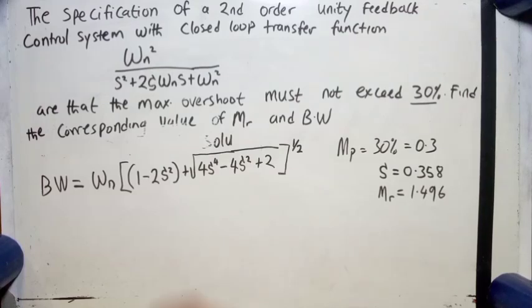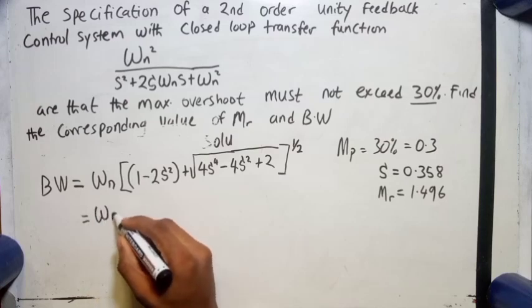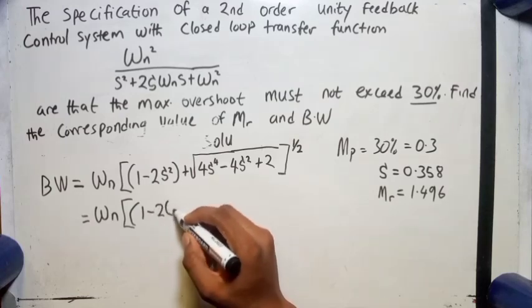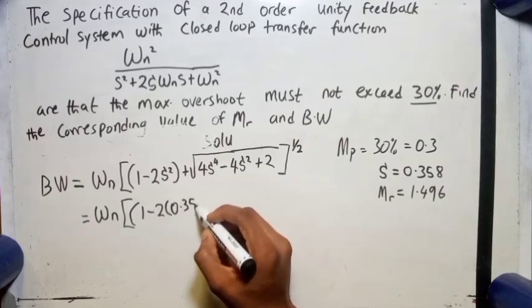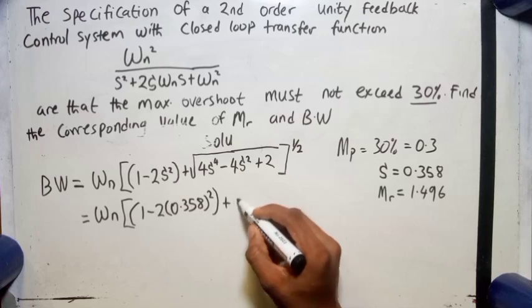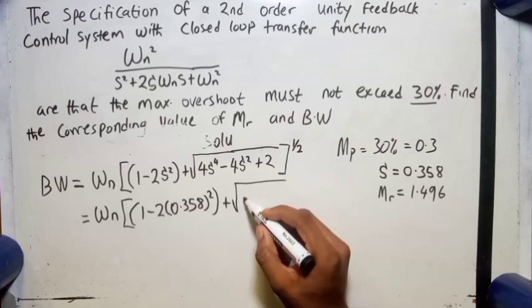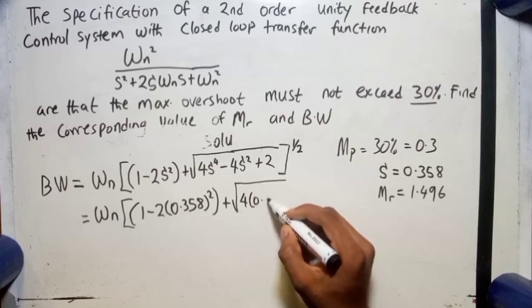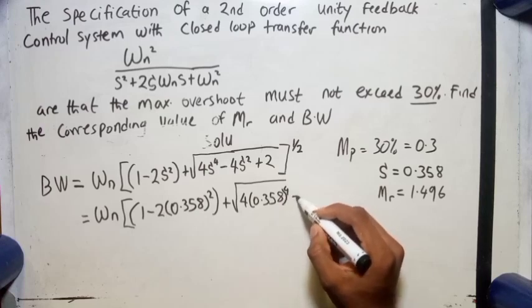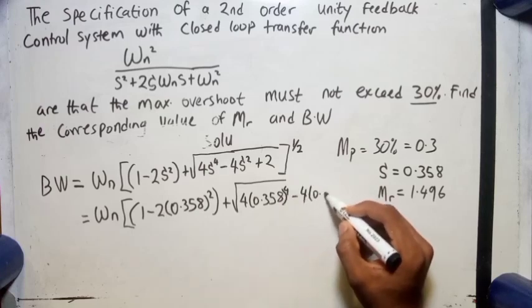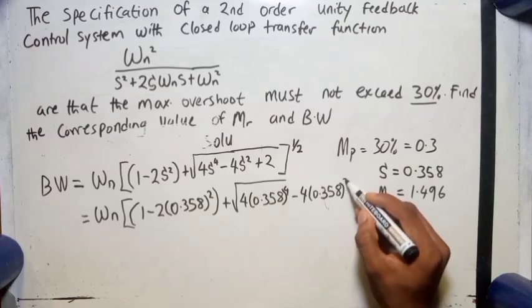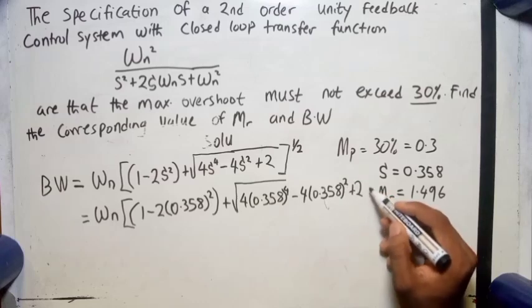So substituting our values, we have that Wn times 1 minus 2 times 0.358 square plus the square root of 4 times 0.358 raised to power 4 minus 4 times 0.358 raised to power 2 plus 2.